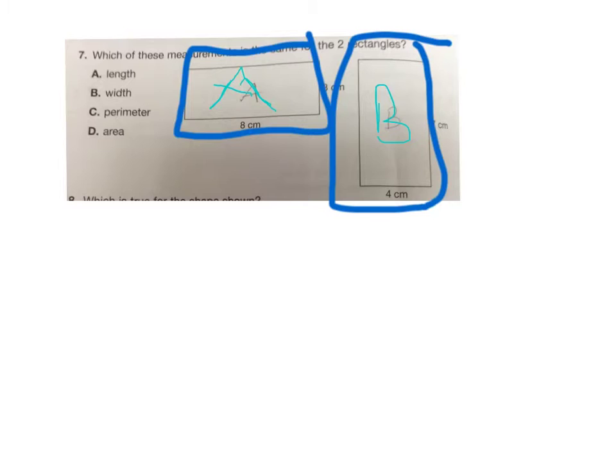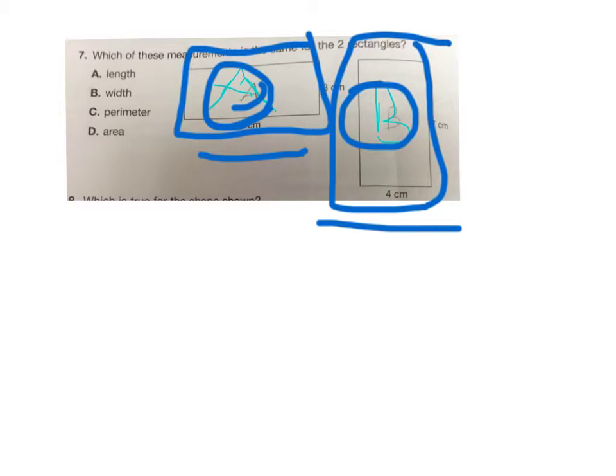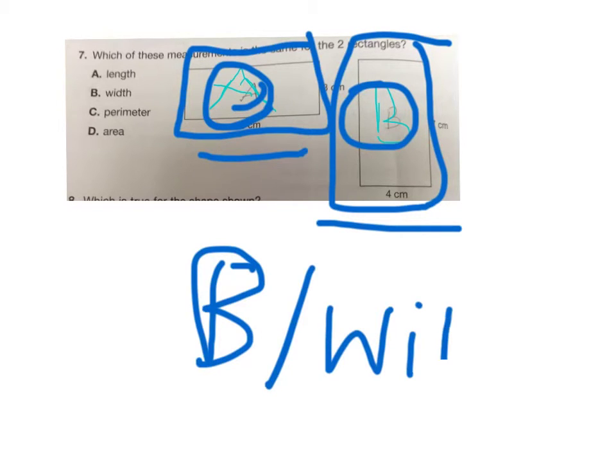I also know that the width for A is 8 centimeters. And B, it's 4 centimeters. Therefore, it is not B, width. Now I have two choices left.